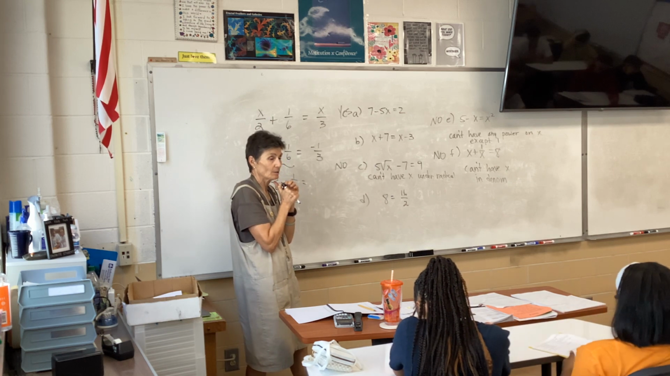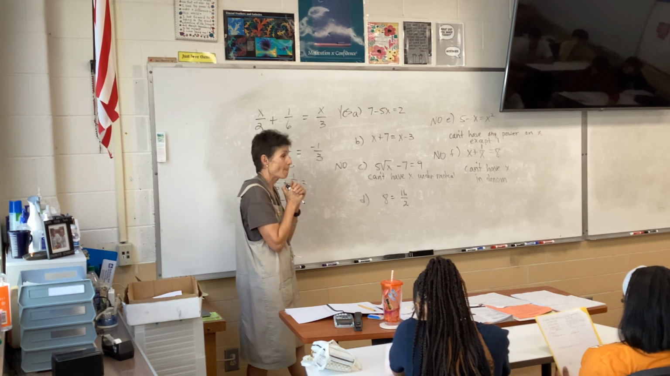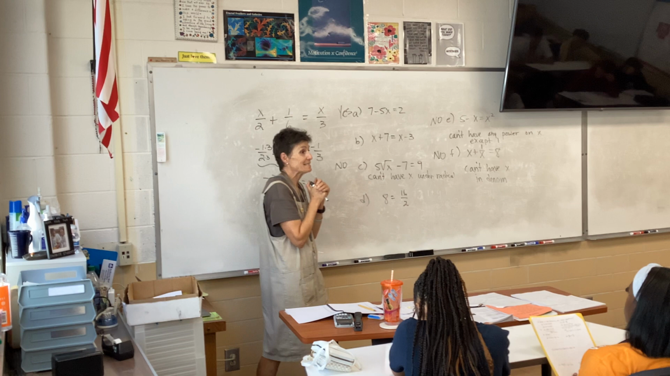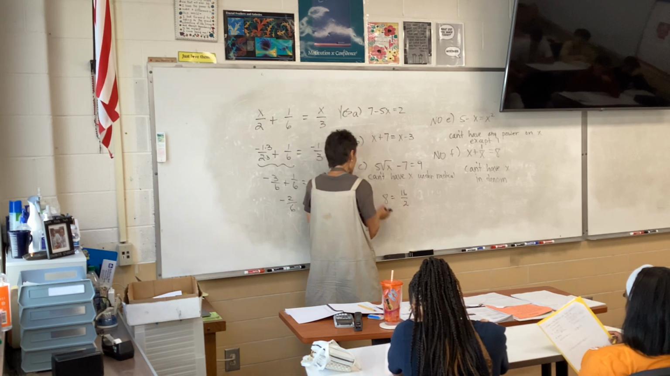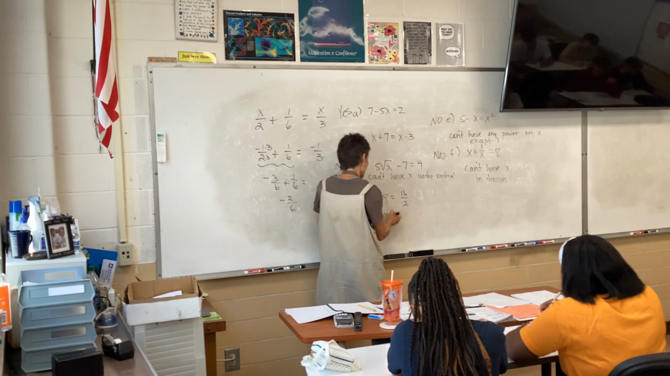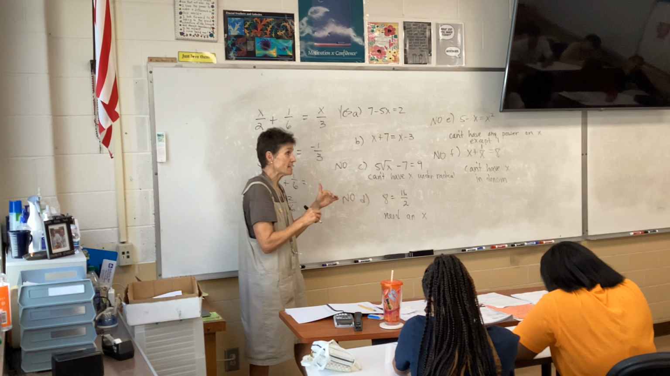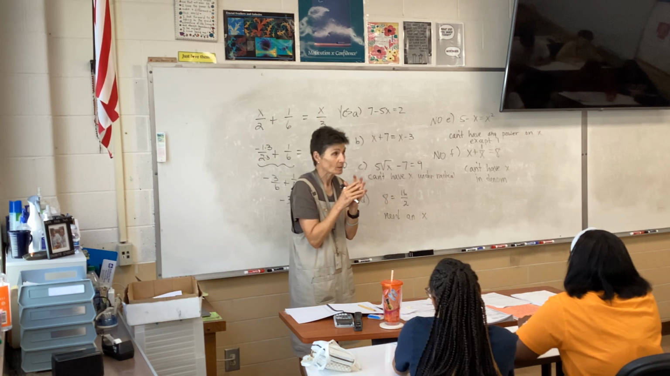Okay, now we get a little tricky. Allie? D is just an equation. It's called an identity. There's not even a variable in it, right? So this is a no, because we need an x. Now, we don't need an x squared, we need an x to the first power.